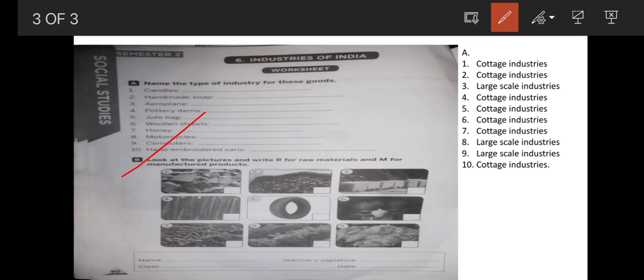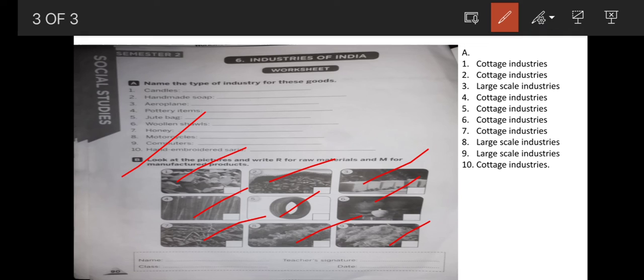Next, B. Look at the pictures and write R for raw materials and M for manufactured products. So look at these pictures and you have to write whether these are raw materials or manufactured goods. If it is a raw material, write R, and if it is manufactured products, write M. What do you mean by raw materials? Means which are taken to the industries and they are made into different goods, different things. Manufactured products are those things which are made from raw materials in the industries and which are ready to use.